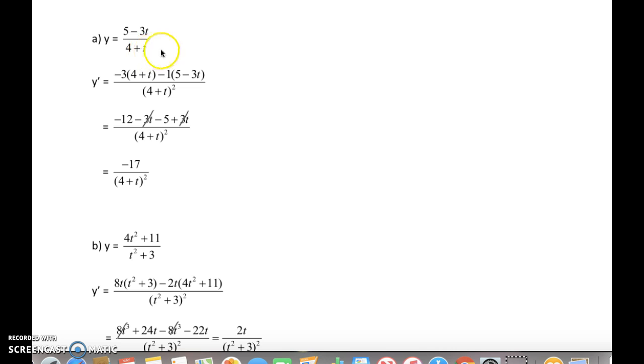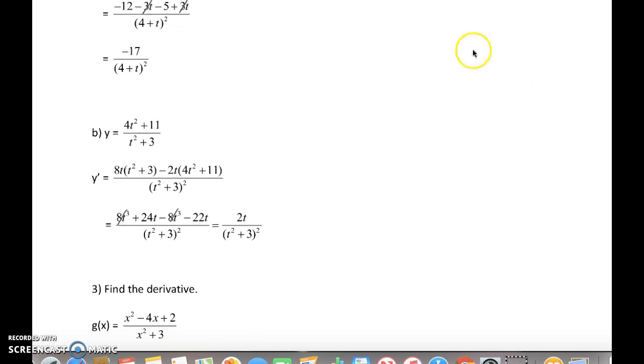Now the derivative of the denominator becomes 1, and it's going to be multiplied by f of x, which is 5 minus 3t. And when we go ahead and distribute, we have negative 12 minus 3t minus 5 plus 3t. The 3t's cancel, and so we end up with negative 12 minus 5, which is negative 17, over the denominator 4 plus t squared.